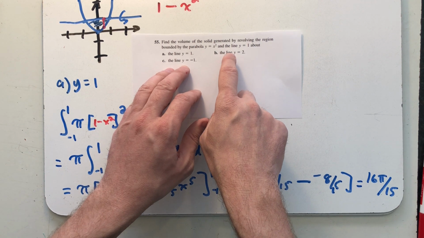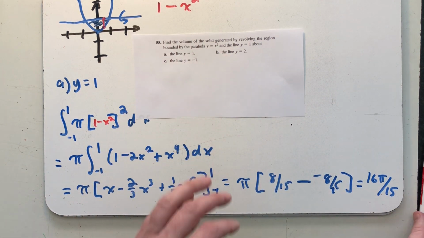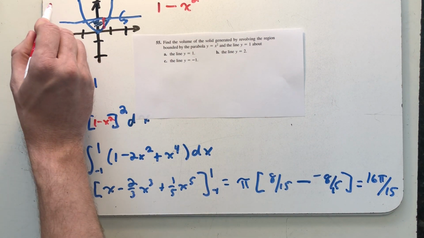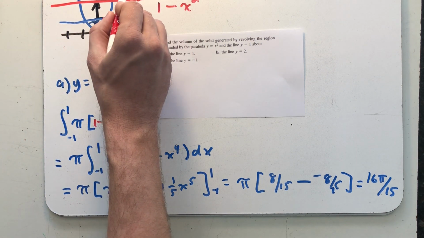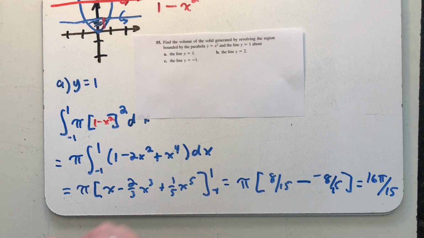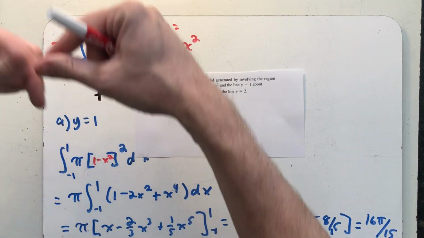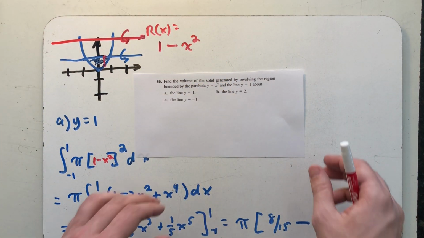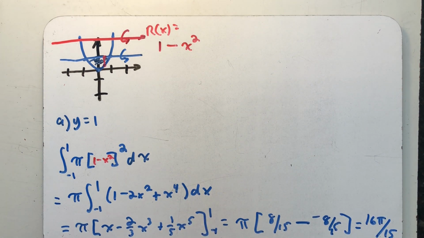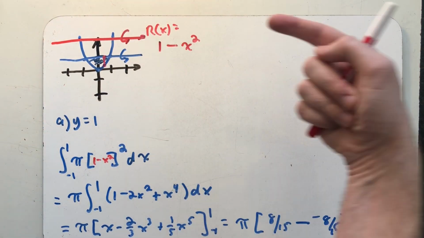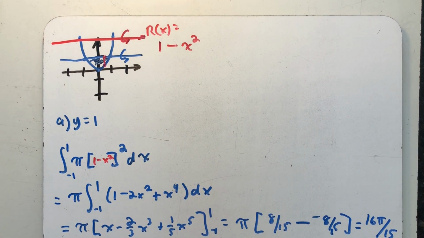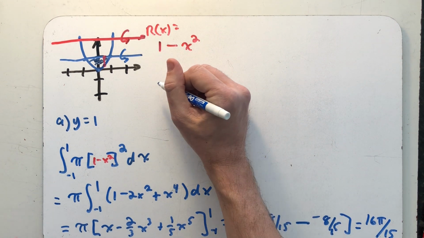In part B, we're asked to revolve the region around the line y equals 2. And now I see the big difference. When I take this region and revolve it around that higher line, now there's going to be a hole in my solid. It'll look like a parabolic region that's had a hole drilled through it. So instead of thinking about the disk method, I'll be using the washer method.